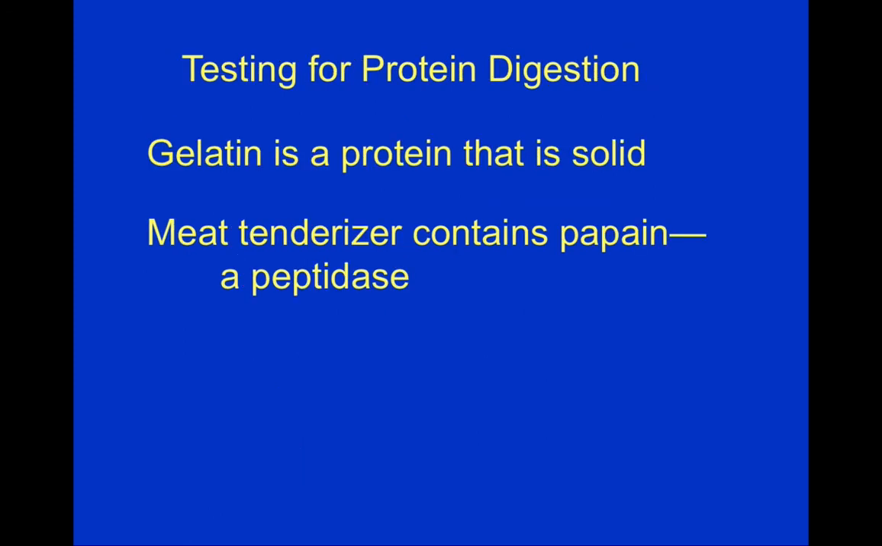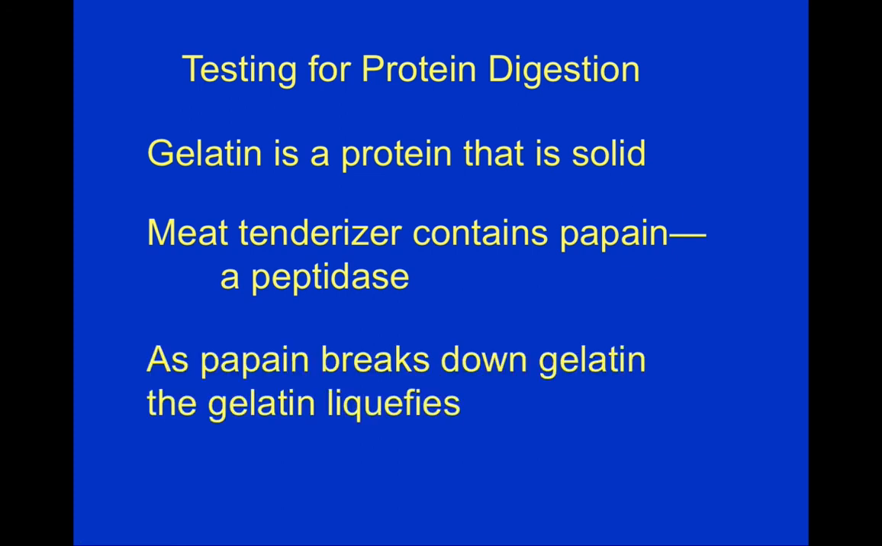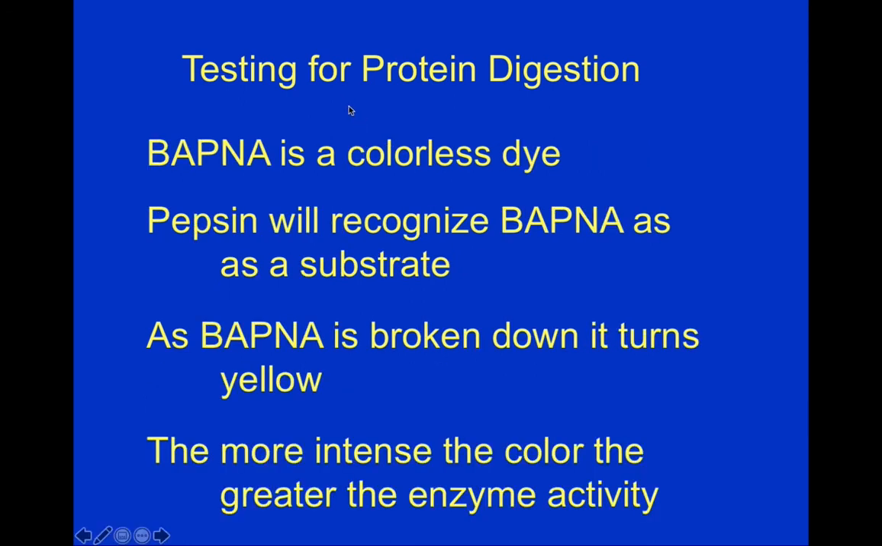So one way that we can test the action of the enzymes that break down protein is by mixing meat tenderizer with gelatin. Specifically, gelatin is a protein, and meat tenderizer contains a peptidase known as papain. When we take gelatin and add meat tenderizer to it, it starts to liquefy. This is a demonstration of what takes place in the digestive system when we release pepsin from the stomach and peptidases from the pancreas.